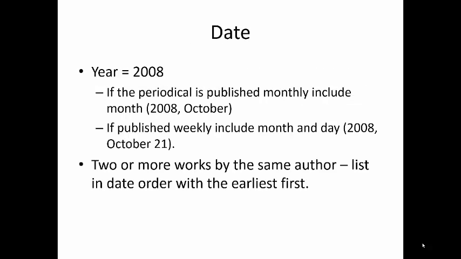For the date, you list the year. If the periodical is published monthly, then include the month. If it is published weekly, include the month and day. For 2 or more works by the same author, you list them in date order with the earliest first.